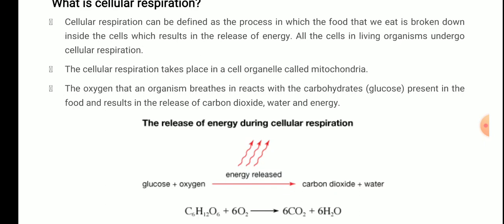So you can see another equation, that is C6H12O6. This is glucose, students, and O2 is oxygen. They react with each other to form carbon dioxide, CO2, and H2O. So glucose plus oxygen reacts and forms carbon dioxide plus water, and the 6 is just for balancing the equation. I hope it is clear. This is cellular respiration according to the equation, and I hope it is clear to you theoretically also.